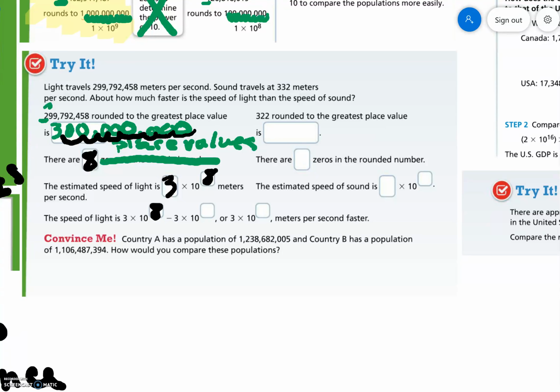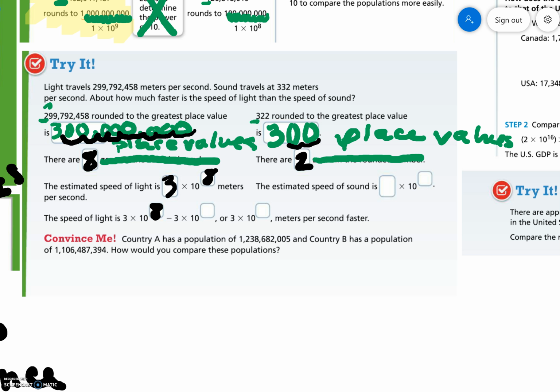Okay. 322 rounded to the greatest place value. Again, the farthest left number is a 3. We look next to it, it's a 2. So do we round up or do we stay? We stay. So that's 3. The rest of the numbers become 0. Again, silly Pearson, we don't want to count the zeros. Okay, there are how many place values after the 3? So we count 1, 2. So there are 2 place values. Estimated speed of sound is 3 times 10 to the 2nd.